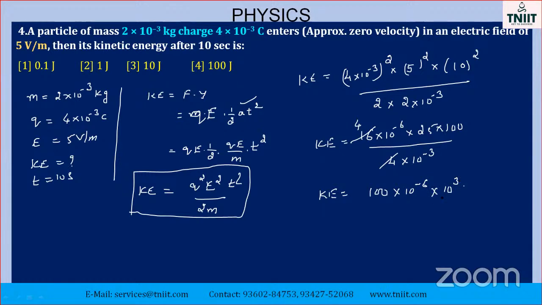Yeah, you can simplify this. This is found to be how much? 100 into 10 power minus 6 is 10 power minus 4. 10 power minus 4 plus 3 is 10 power minus 1. 10 power minus 1 is 0.1 joule.